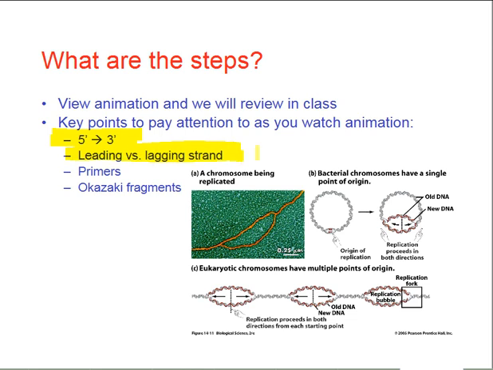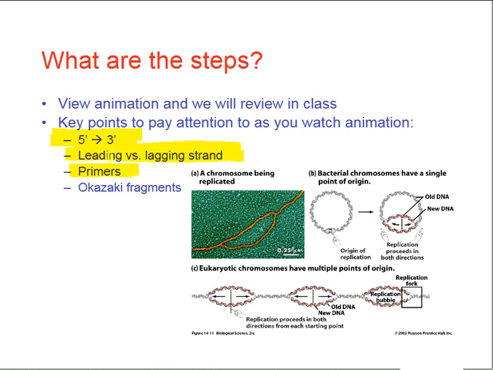Another pair of terms you're going to hear me talk about are leading and lagging strands. One strand in the DNA replication process is able to manufacture a continuous string of nucleotides. That's called the leading strand. We will see that the other side of the DNA molecule that's also being copied is being copied in little chunks or fragments, and that is called the lagging strand. We'll see why that is shortly.